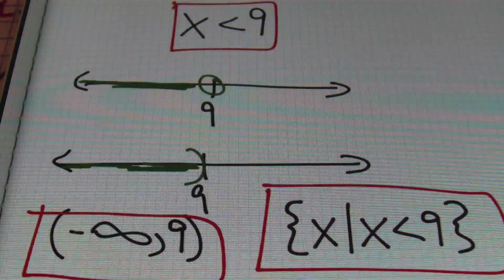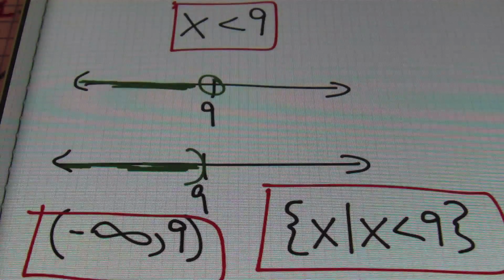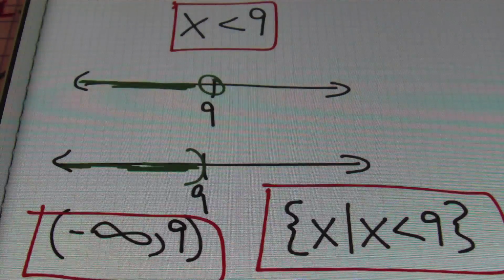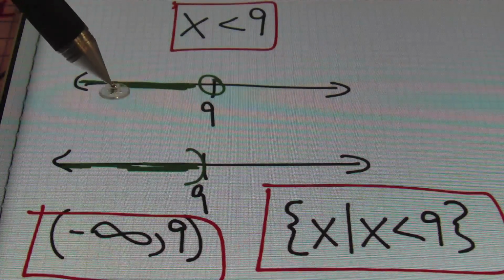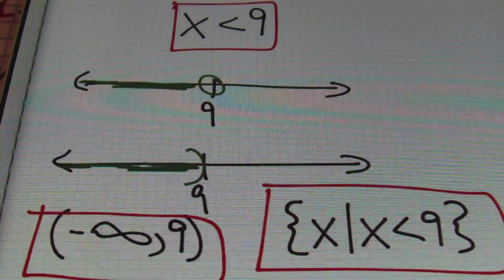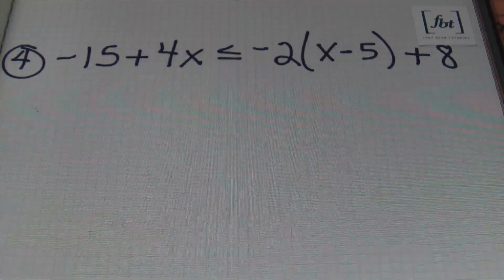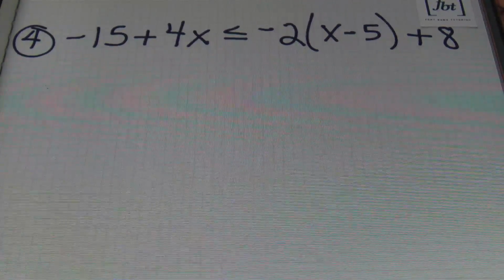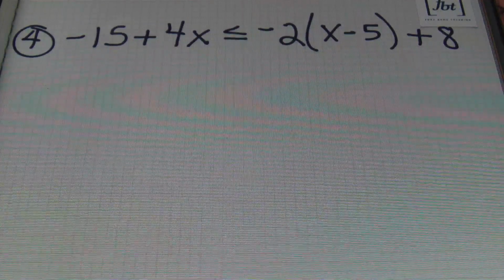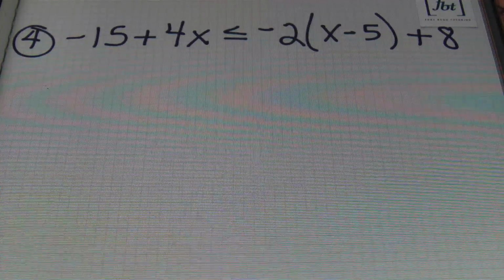All right. So depending on the different ways your teacher, your instructor, your class wants you to represent your linear inequality, you have the solution, the line graph, interval notation, and set builder notation at the ready. All right. Let's move on to the next example, shall we? Here we are. We have problem number 4. And in problem number 4, I have negative 15 plus 4x is less than or equal to negative 2 times the quantity of x minus 5 plus 8.